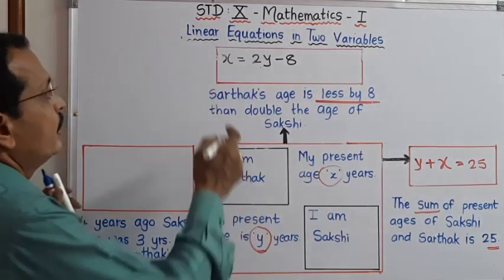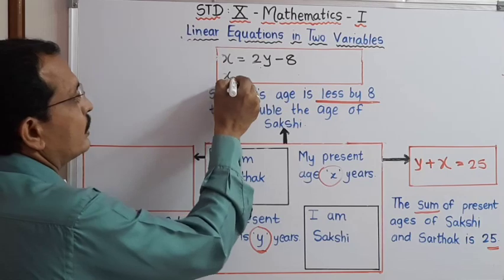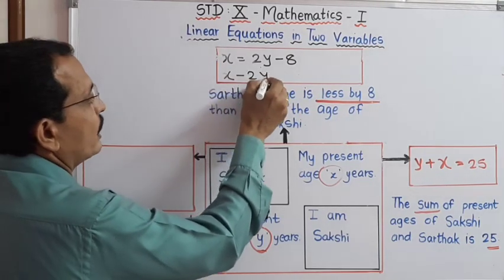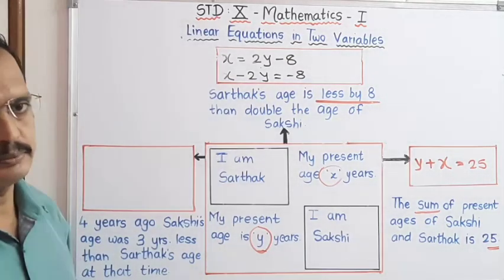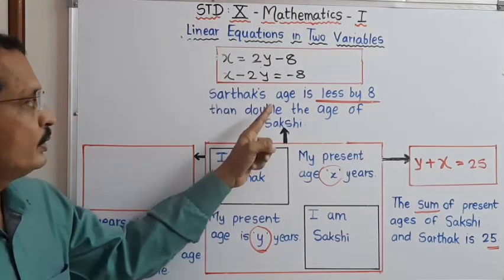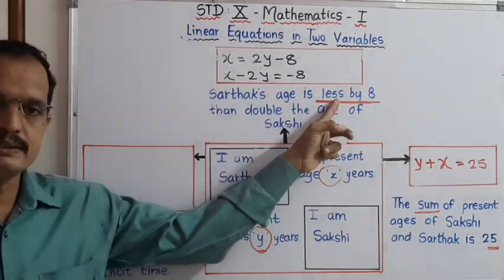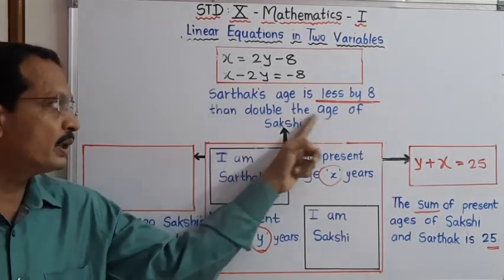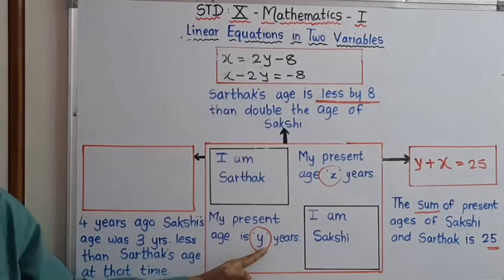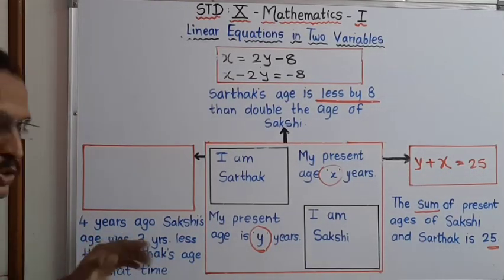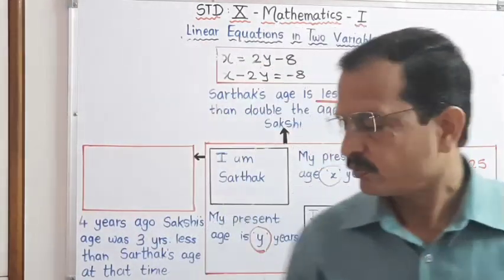We can write it in another way, x minus 2y is equal to minus 8. Like this also we can write. Now, I think you got the meaning of this less. You got the meaning of double the age of Sakshi. Double, we have to make the double the age of Sakshi. That means we have to multiply by 2.